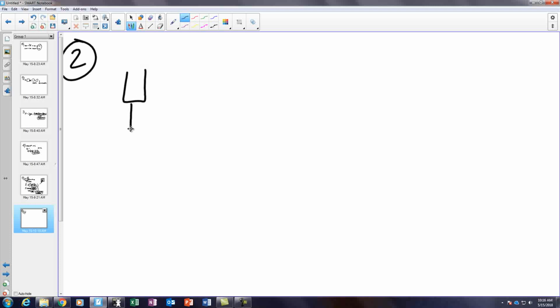So let's just imagine I've got some different tuning forks here. Let's say I have one that I don't know. Let's say I have one at 316 hertz and one over here at 320 hertz.